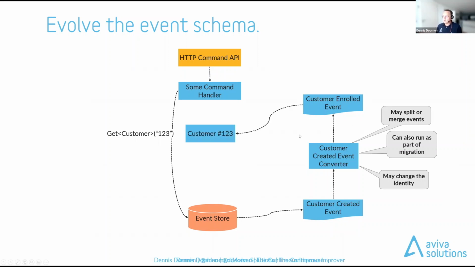But then this event is used to reinitialize the customer entity. Then the rest of the events which are not affected by the converter are loaded into the customer, and then the rest happens as usual. That's one way of doing it.